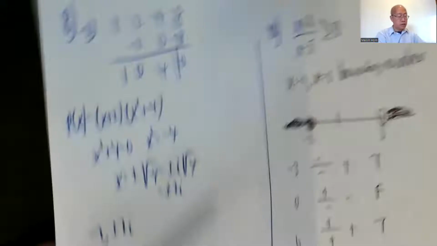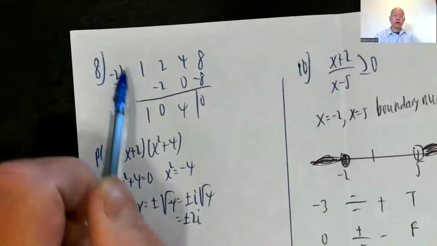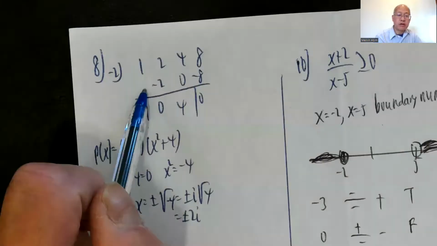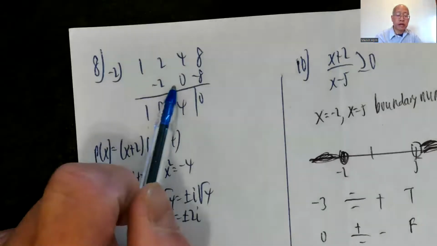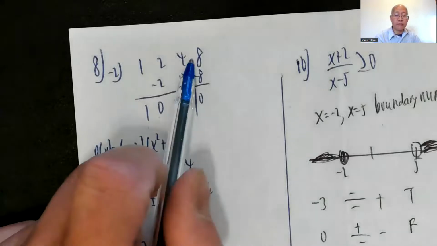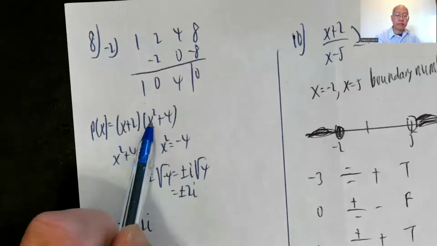Number 8. Okay, turns out negative 2 is a real solution. So negative 2, 1 comes down, multiply negative 2, add 0. Multiply, well, anything times 0 is 0, add 4. Negative 2 times 4 is negative 8, add them up, 0. So now my polynomial is x plus 2, x squared plus 4.